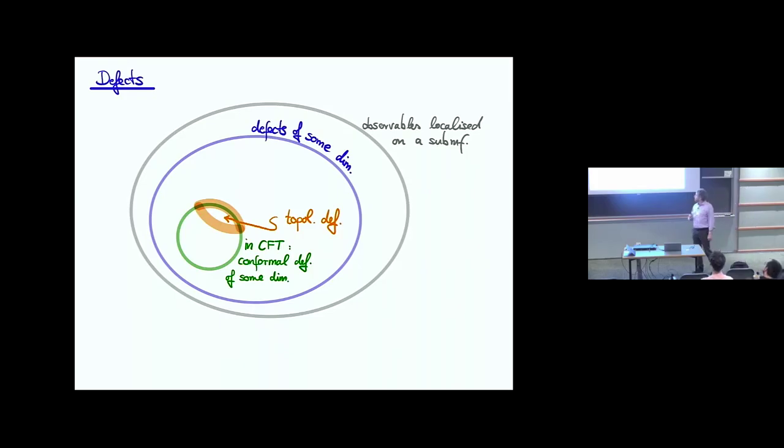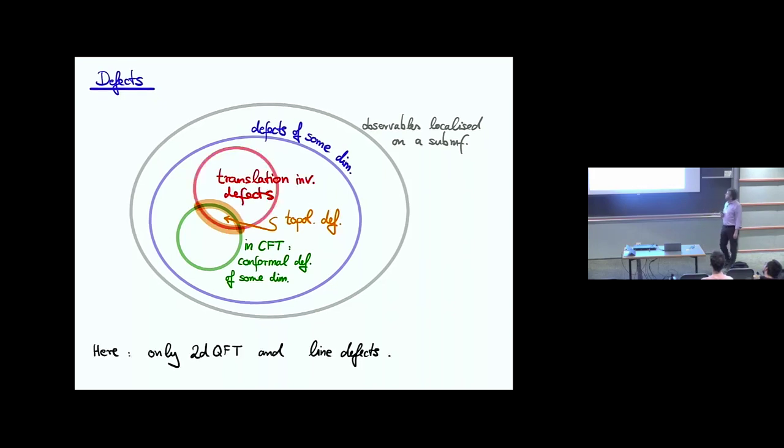I would like to talk about these translation variant defects I mentioned. They sit a little bit on the side of this picture. I will define what these are, but they are not conformal, or if they are conformal, then they are actually also automatically topological, at least in this case of two-dimensional quantum field theory, which I will talk about. So we will look at these during the talk.